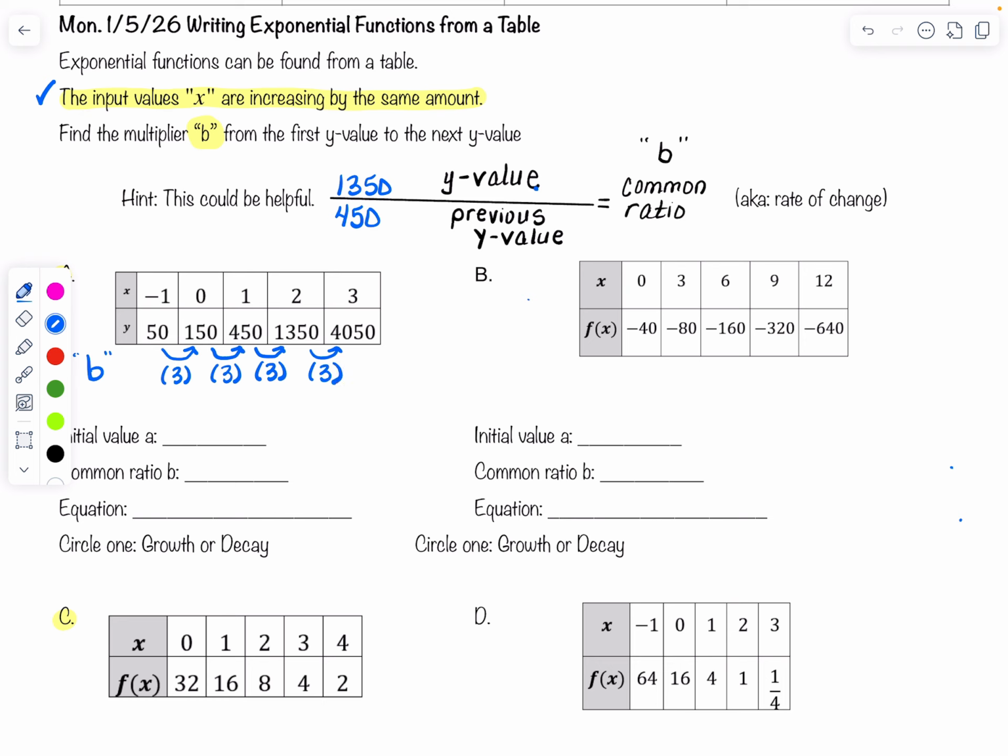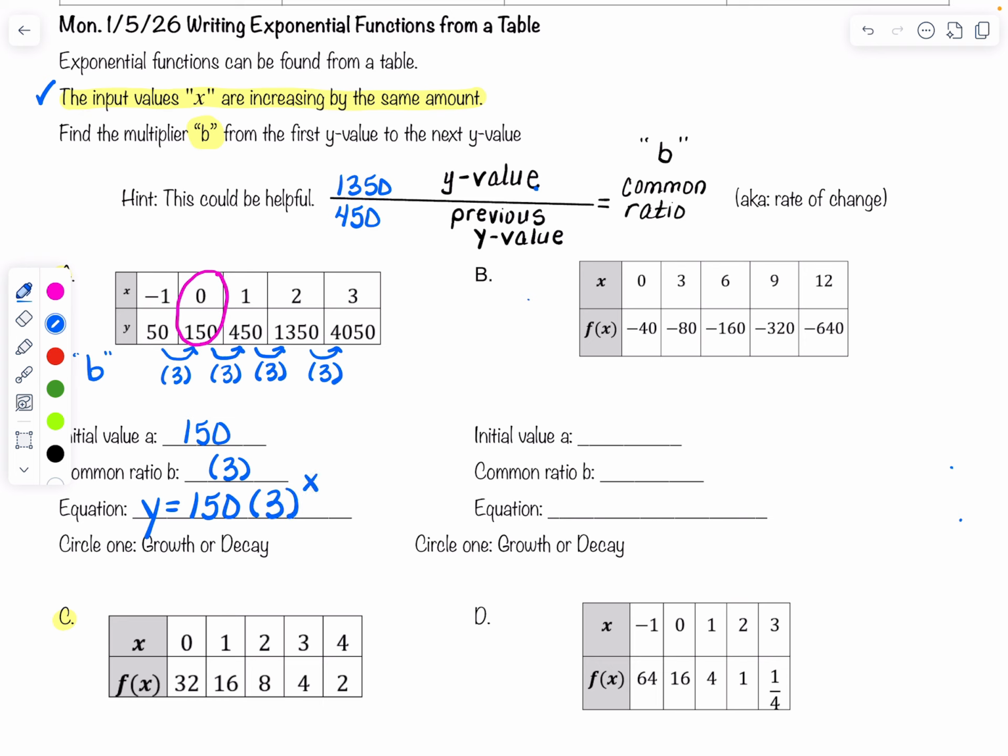So B is 3. Now to find the A value, that's the y-intercept. So our y-intercept is (0, 150). Now we're going to use that A value and that B value to write our exponential equation. So we have y equals 150 times 3 to the power of x.